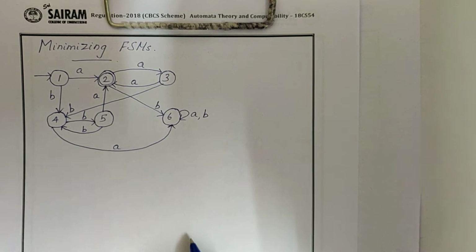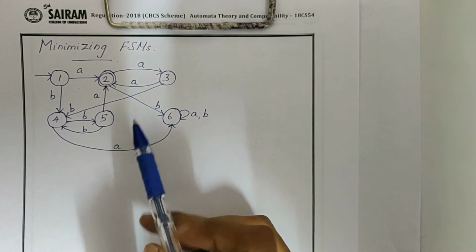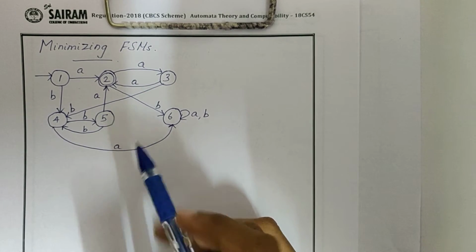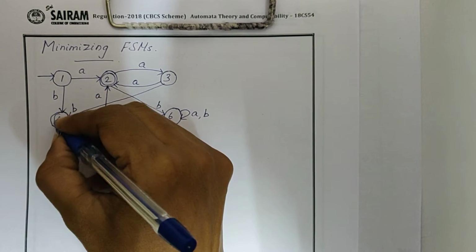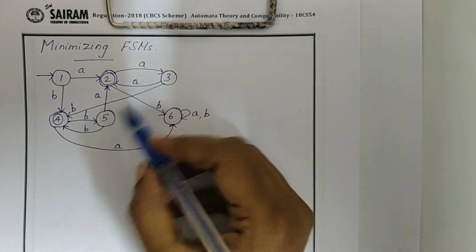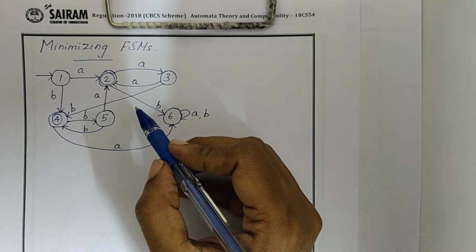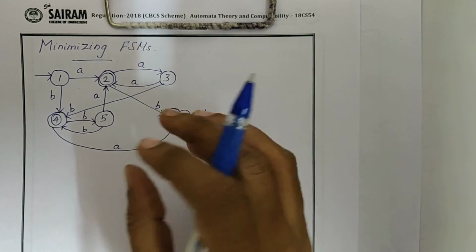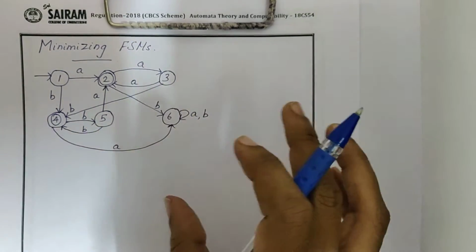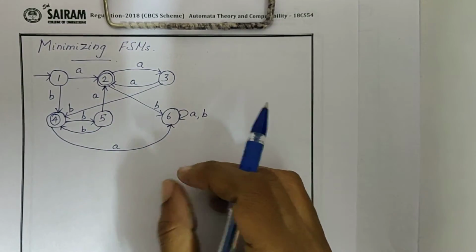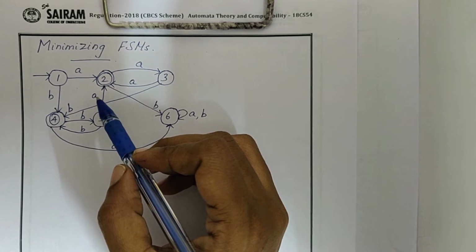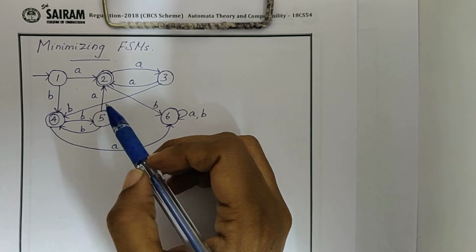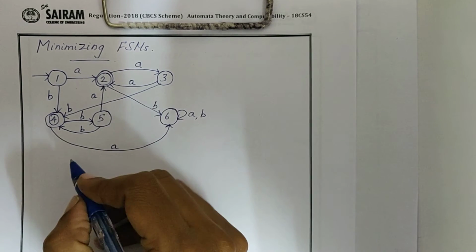As the first step, I have to segregate my final states and non-final states. Here I have two final states. I have to minimize this given DFA. The first step is to separate my final states and non-final states. States with double circles are final states. So I'll be writing my initial classes.